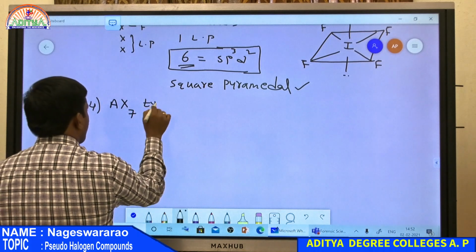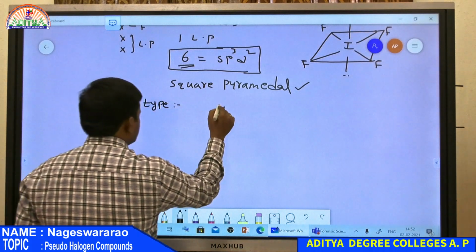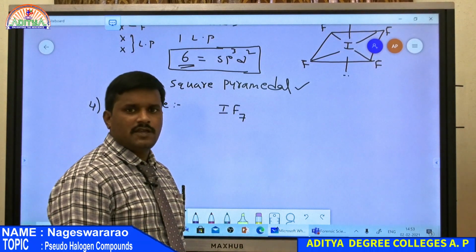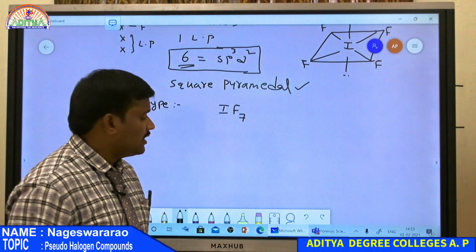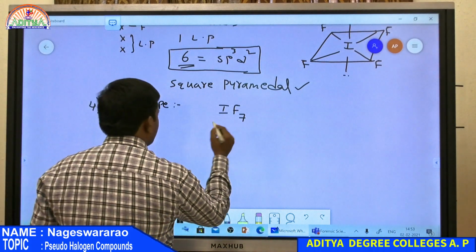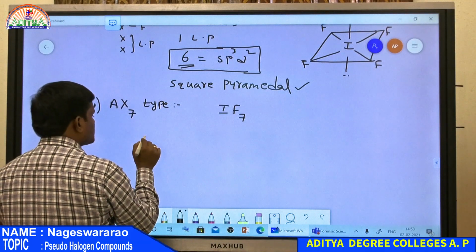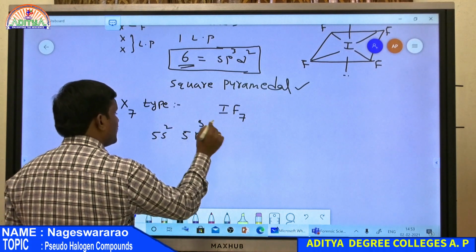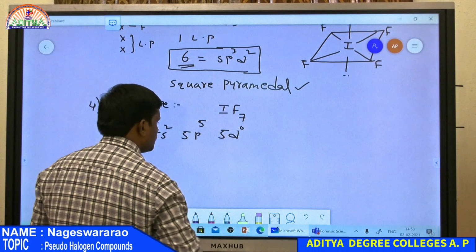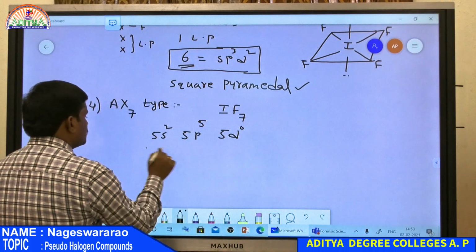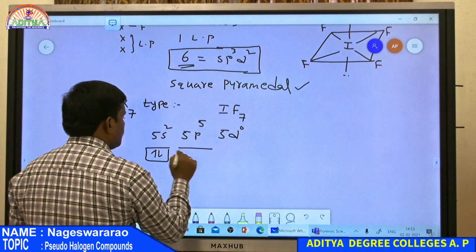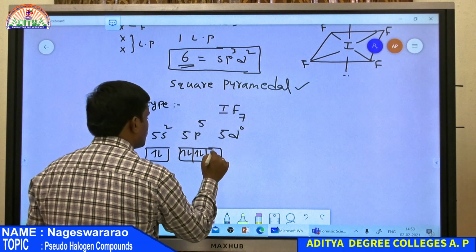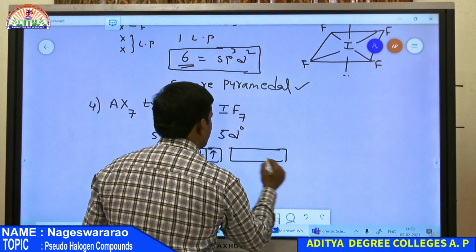AX7 type. So example is IF7. Iodine forms all types of interhalogen compounds: AX, AX3, AX5 as well as AX7. In the case of IF7, again, the iodine electronic configuration at ground level is 5s2, 5p5 and 5d0. So 2 electrons in the s orbital, 5 electrons in the p orbitals and 0 electrons in the d orbitals at ground state.